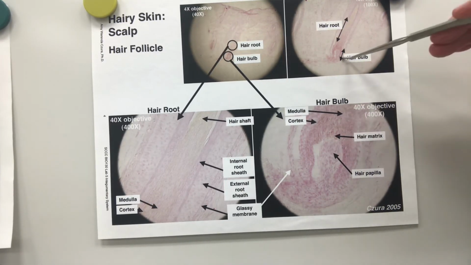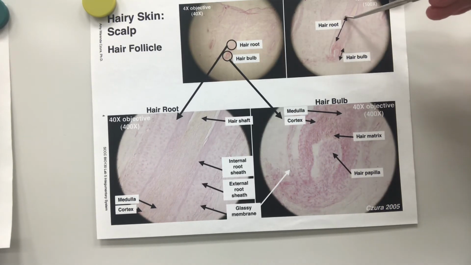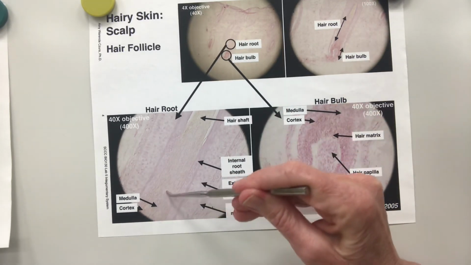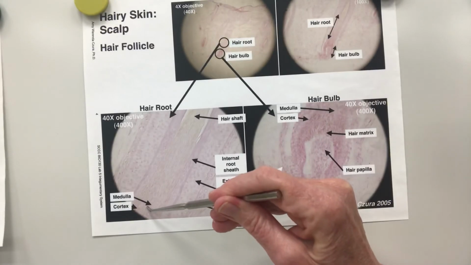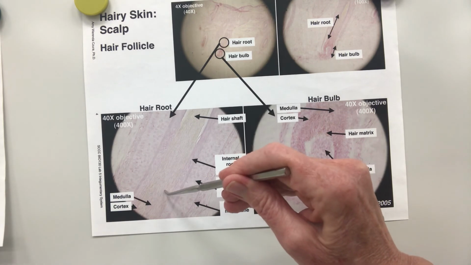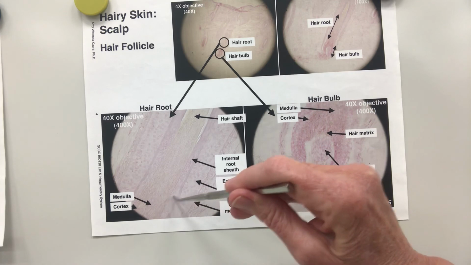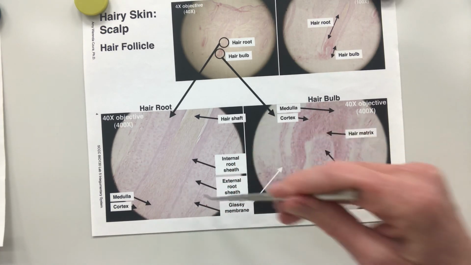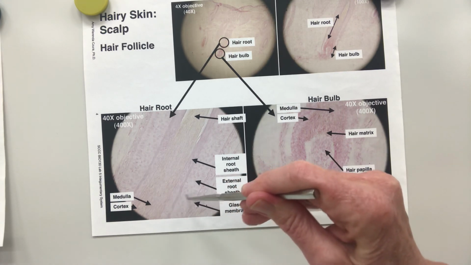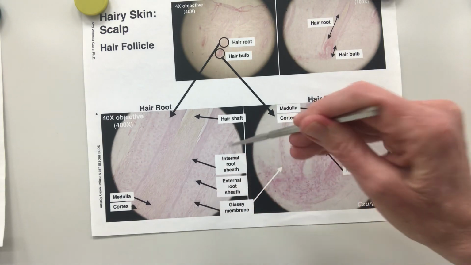So as it starts to grow, here's a less magnified view. You see the bulb, you have the hair root, and then above would be the shaft, and in the very center of the hair is the medulla. Then on either side is the cortex. We don't have a nice cuticle on this slide, but we have the 3 layers of the root sheath covering. We have the internal root sheath, the external root sheath, and we have the glassy membrane, which is the outermost of the tissue.